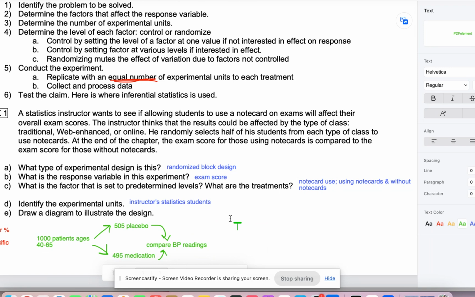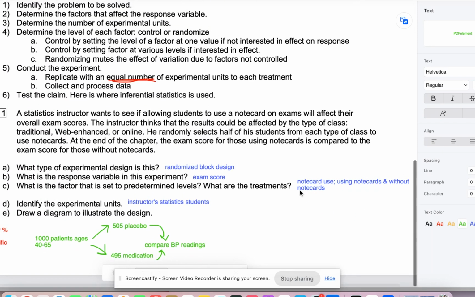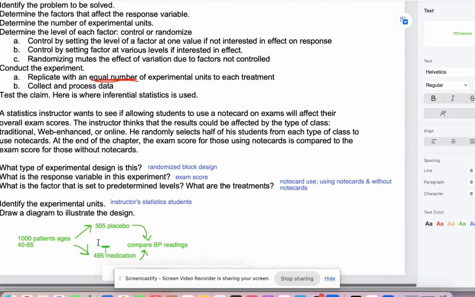So again, noticing how I have not just the numbers, but I also am specific. So I'm not just saying compare, I'm saying what I'm comparing. I'm saying how many patients. I'm being specific about their ages. So the details need to be included when you are creating a diagram. So that's just an extra example of a diagram.